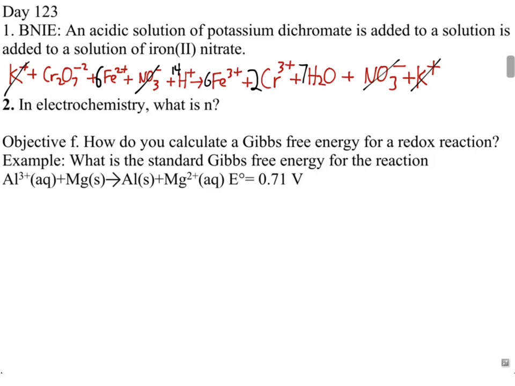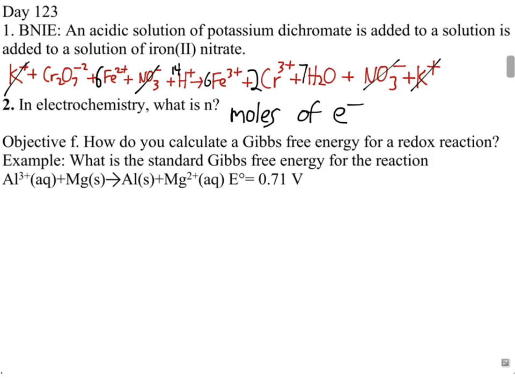Number 2, in electrochemistry, what is n? n is the moles of electrons, because it's electron chemistry. Okay, our next objective: how do you calculate a Gibbs free energy for a redox reaction?